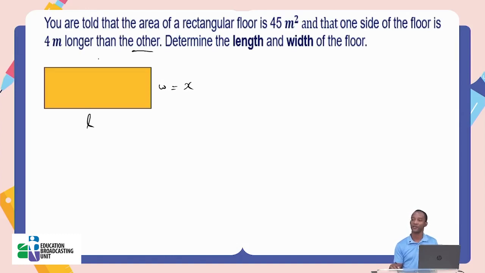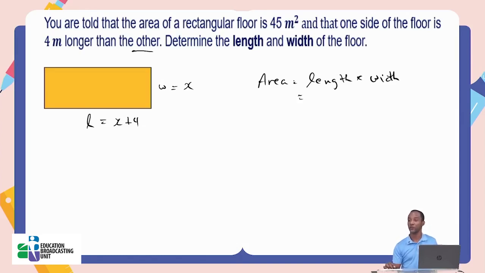And since the length is the other side, being 4 meters longer, will be what? The same value x plus 4, since it's 4 meters longer. Now, how do we calculate the area of a rectangle? Well, the area of a rectangle is length times width. And now we'll substitute those values in that we have.